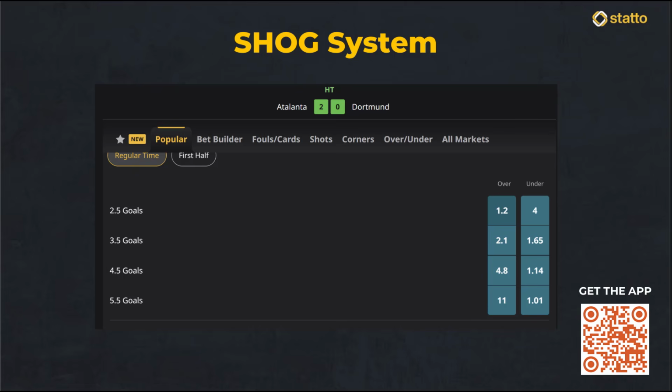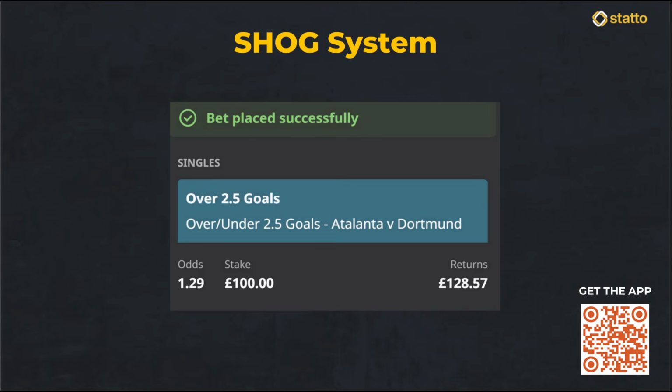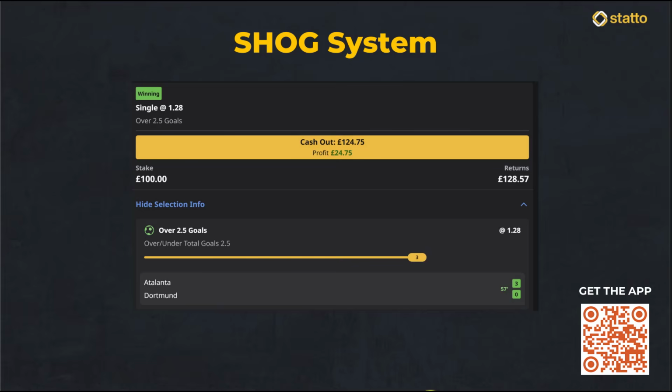We just wait till the price increases before getting involved, and by minute 53, you can see the price we are looking for is now easily available. We back over 2.5 goals with a £100 stake at odds of 1.29. Now we just sit and wait for a goal, and by just minute 57, we got the goal as Atalanta made it 3-0. A very fast and easy profit in that one. The value was clear from the statistics.